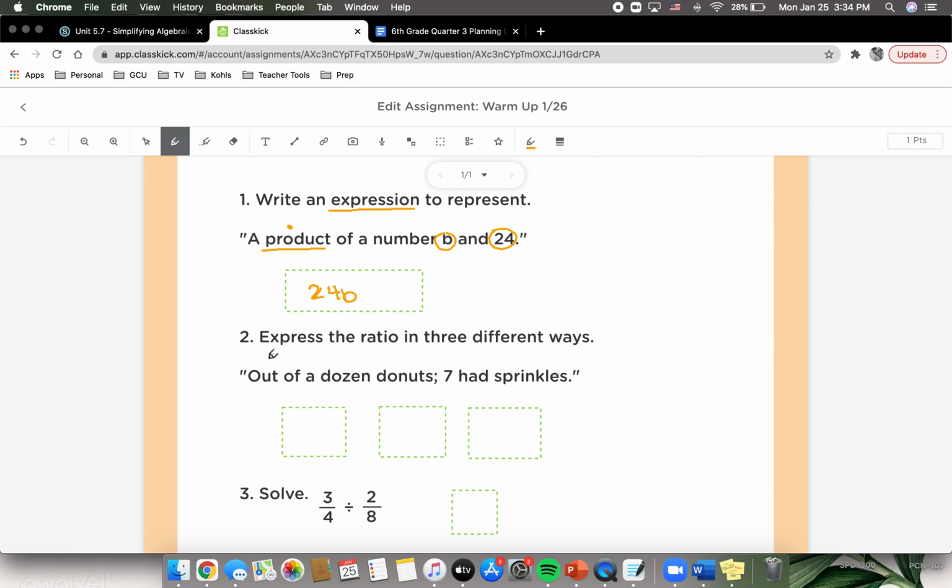Looking at number 2, it says express the ratio in 3 different ways. Out of a dozen donuts, 7 had sprinkles. So they want us to write a ratio. Out of a dozen donuts, there's 7. So a dozen means 12. So we could represent this as a fraction, 7 over 12. Or we could represent it 7 to 12. Or we can represent it 7 colon 12.